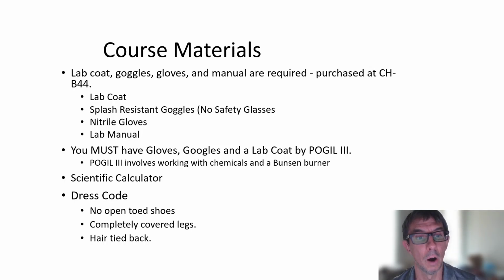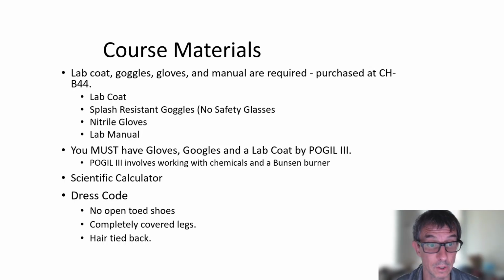Okay. You don't need to have the gloves, goggles, and a lab coat until POGL 3. However, sometimes there's long lines, so it can be useful to go early, like this week, the first week of classes, in order to get these things, because you might have a shorter line if you do that. You're also going to need a scientific calculator.